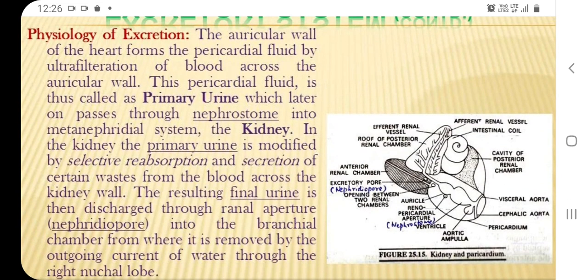Physiology of excretion. The auricular wall of the heart forms the pericardial fluid by ultrafiltration of blood across the auricular wall. This pericardial fluid is thus called the primary urine.